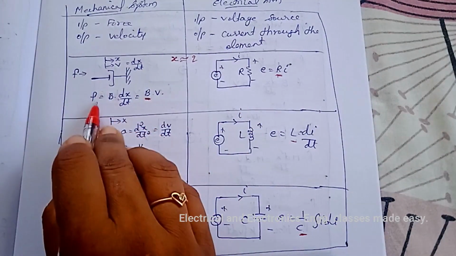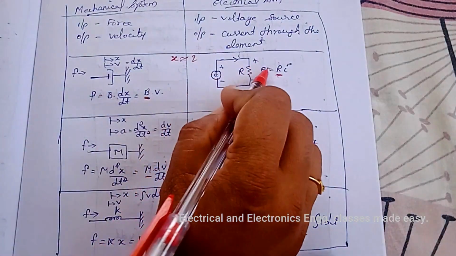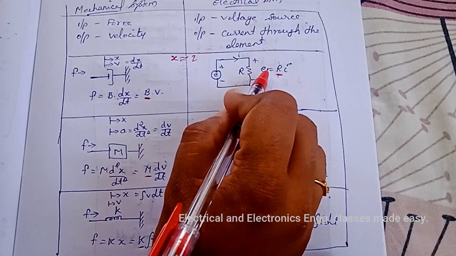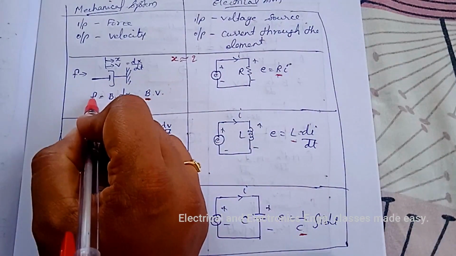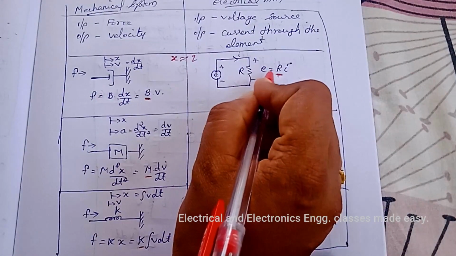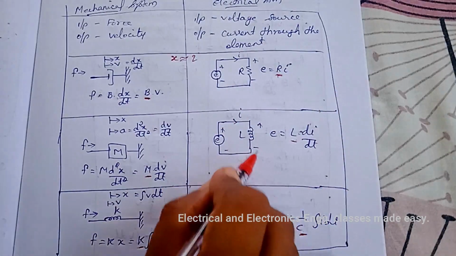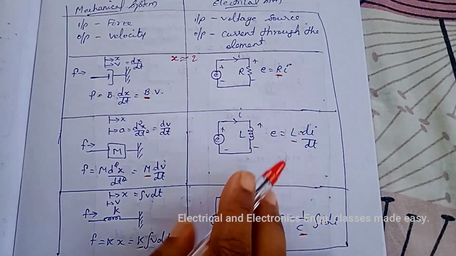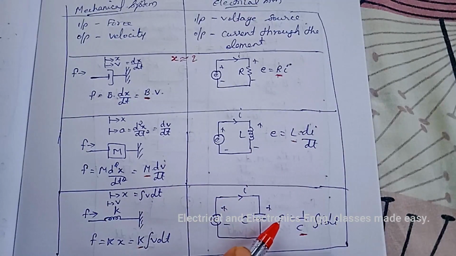So here this is the input F. Here input is voltage source. So in this way we are writing input F is equal to B into V. So similarly here input is voltage. So E is equal to R into I. So here also E is equal to L into di by dt. Here also E is equal to 1 by C integral I dt.